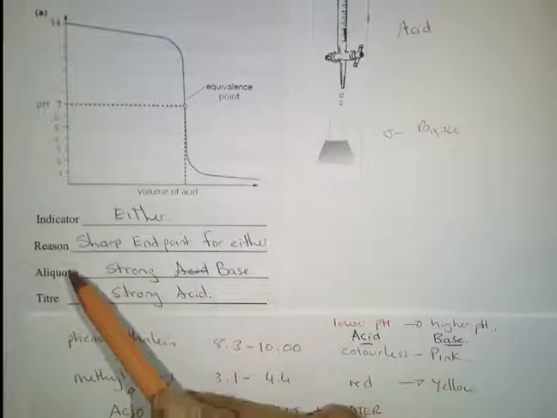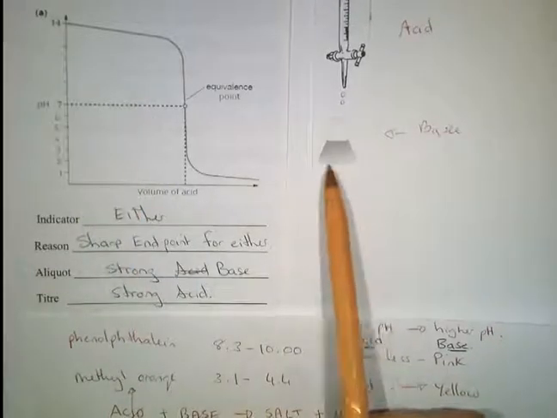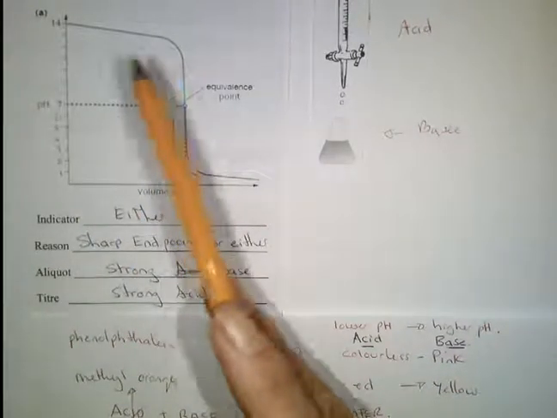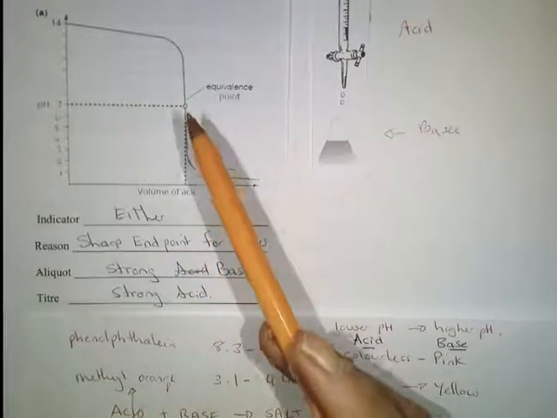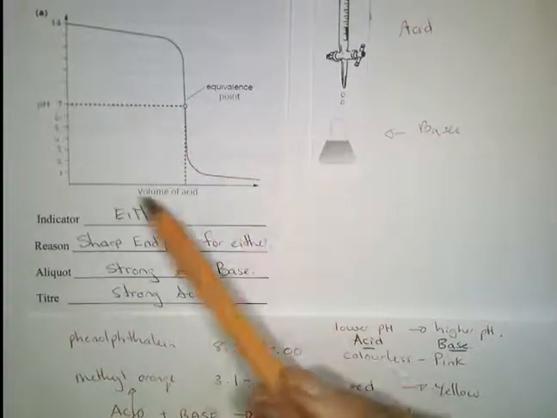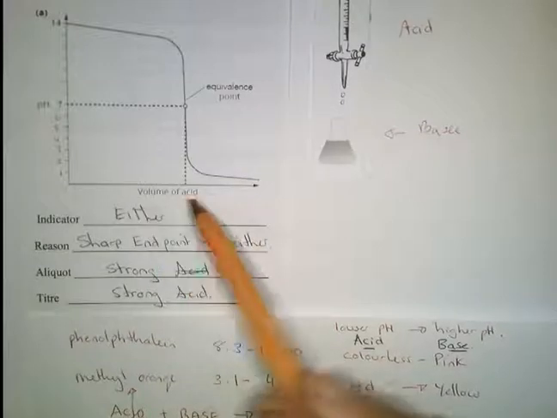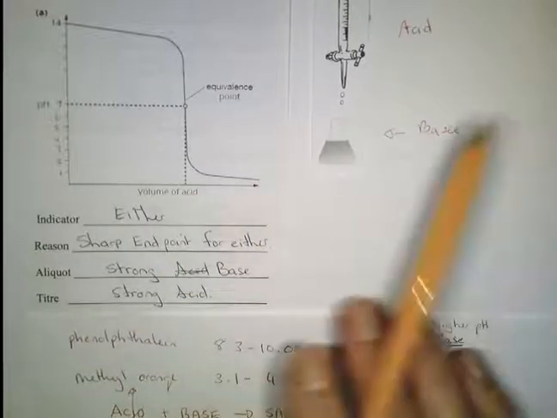So the aliquot, what you started off with in here, was the strong base, and what you were adding, the titre, so just read the bottom scale here. What you're adding is a strong acid.